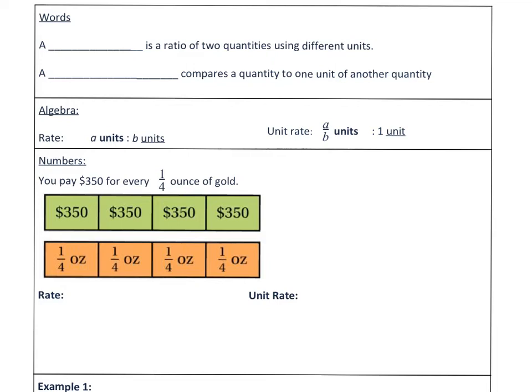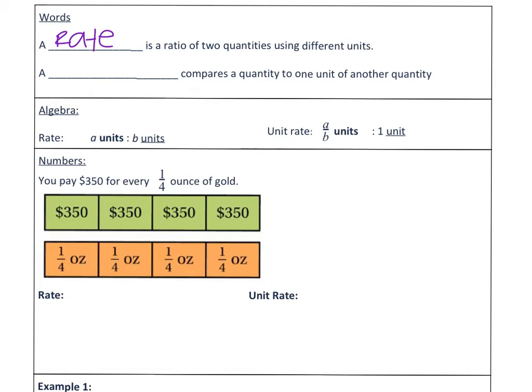Okay, in this video we're going to talk about rate and unit rate. And rate is kind of where the word ratio comes from, so they're related to each other. Okay, so a rate is a ratio of two quantities using different units.